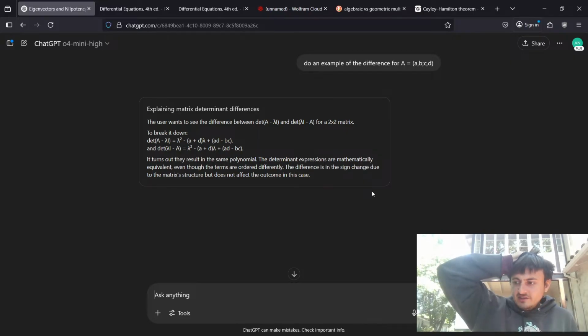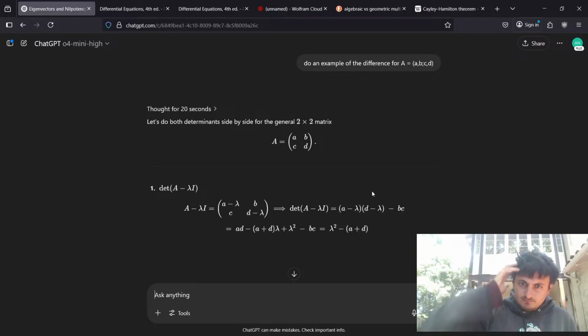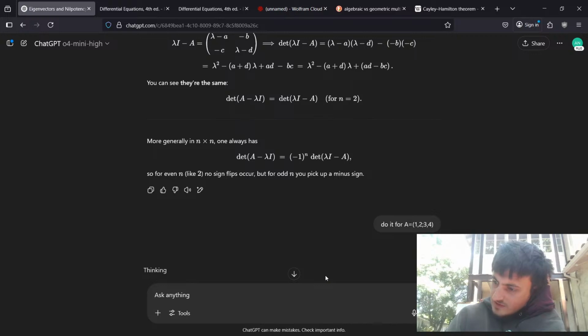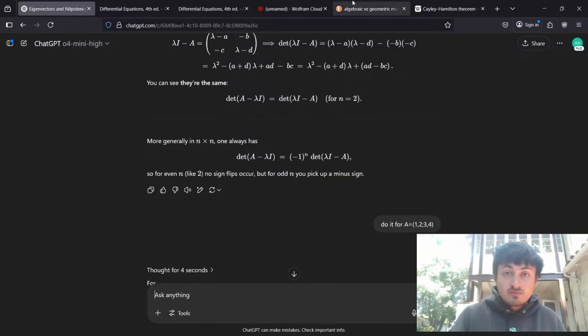Oh wait, why did I do a, b, c, d? I meant to do 1, 2, 3, 4. Wait. Am I stupid? Because I must have done this wrong. 4 minus lambda minus 4 lambda plus lambda squared minus 6. Yeah, there we go. Okay, so I figured it out. So this is going to be minus 2. So lambda squared minus 5 lambda minus 2.